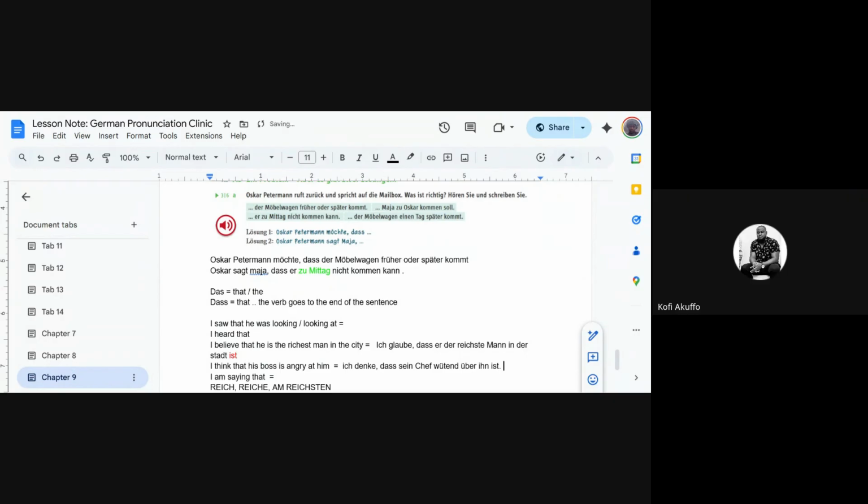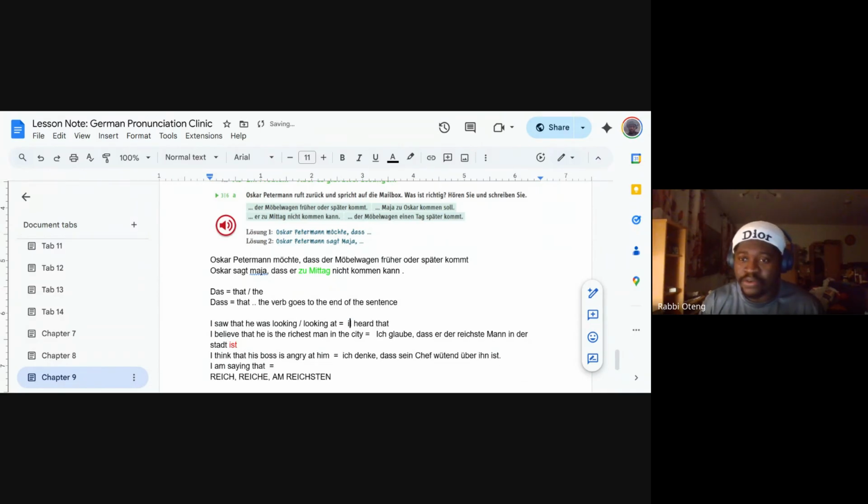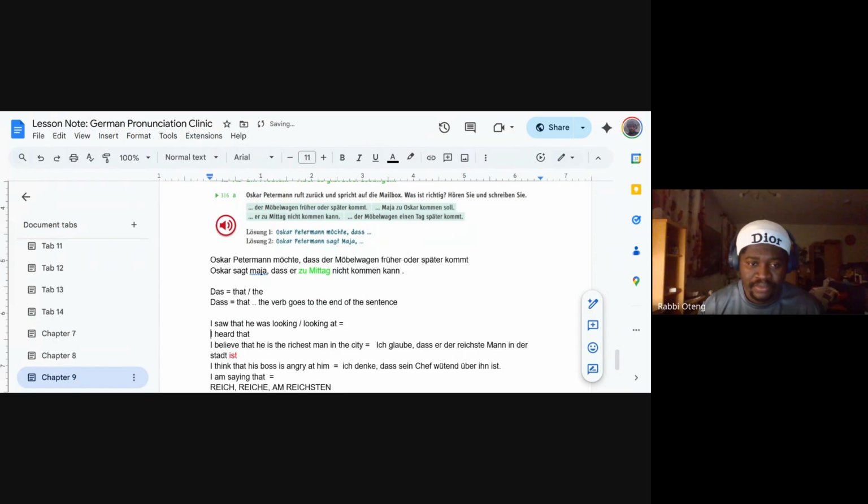Okay. So this one is the past tense. In the present tense, when you want to use it in the past tense, so I saw him. I saw that he was looking at me. Okay. So you have to say ich habe gesehen. You see, ich habe gesehen. Ich habe gesehen, dass. Okay, but I'm saying it in the past tense.